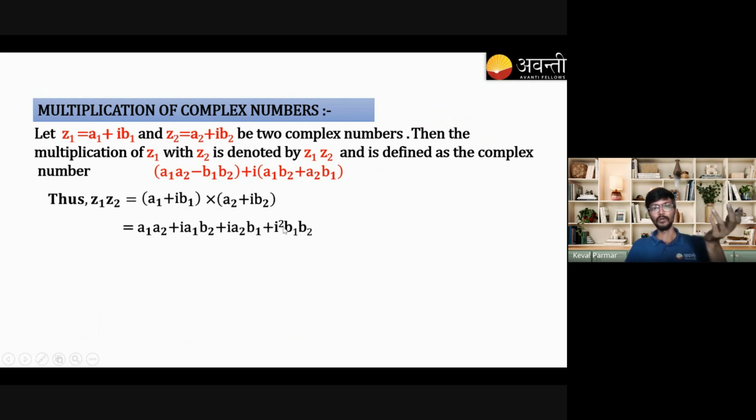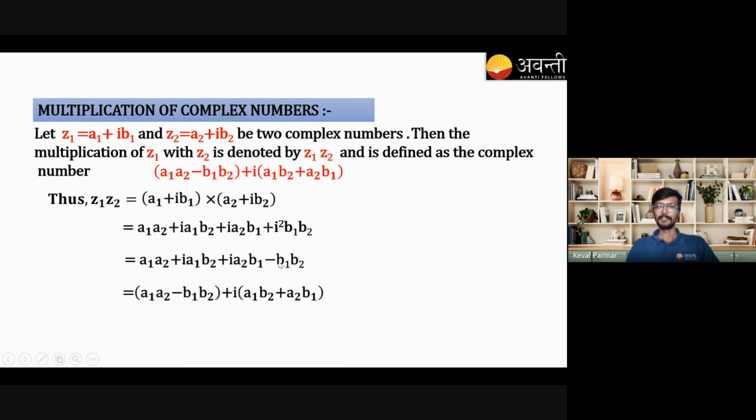And we all know the value of i square. It is minus 1. So if the value of i square is minus 1, then we can group the real parts together. That means a1 a2 minus b1 b2, and we can take i common from the imaginary parts. Correct? So multiplication is over. The next is division.